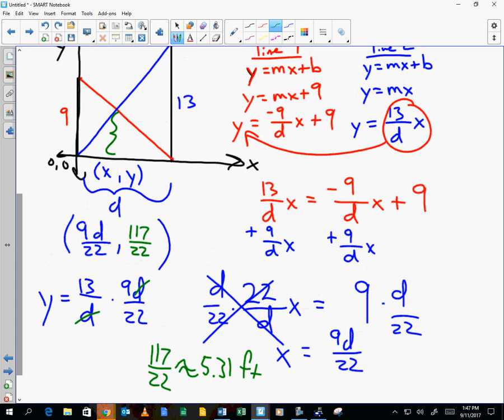So, you know what's really interesting about that? Does it matter how close or far apart the poles are? No. The height of the intersection will always be at 117 over 22. If I do push it out further, that will change the x value of the intersection, but the y value will always remain that. It's kind of interesting.